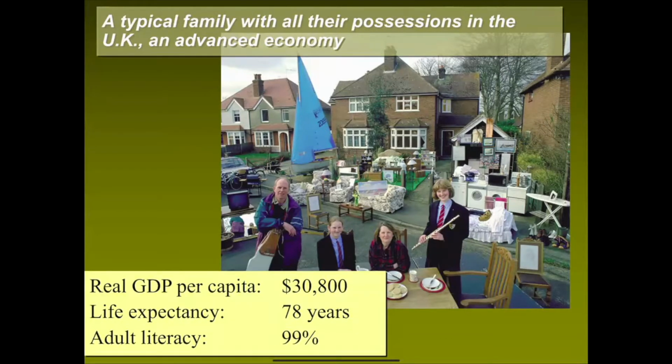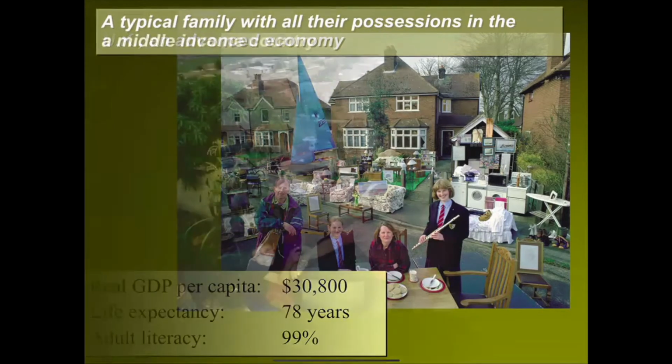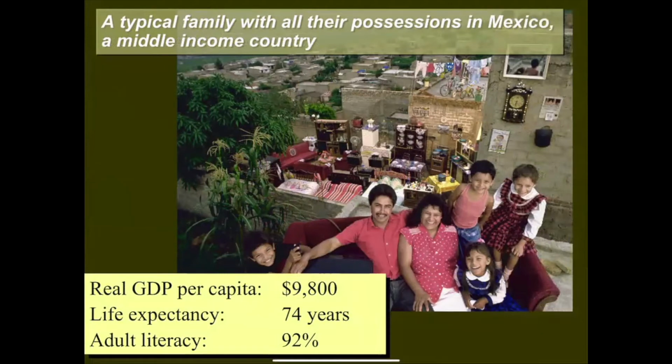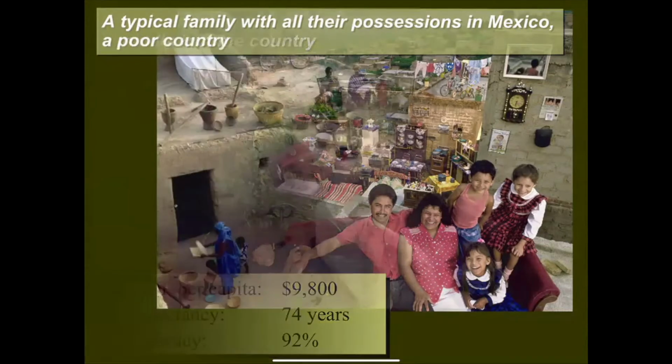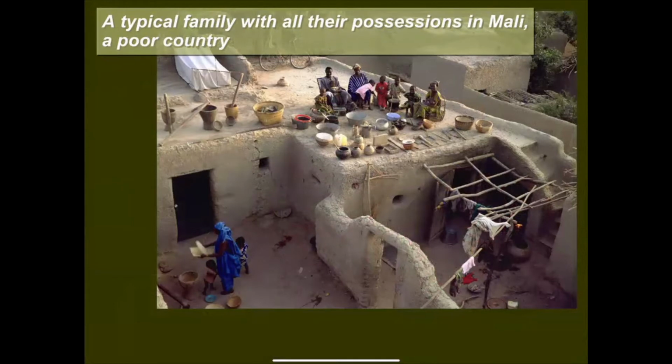The GDP per capita, I think this is 2007, the real GDP per capita was about 30,000, and the life expectancy 78. Almost all adults had education. For Mexico, these are the things that a Mexican family in a middle-income country consumes per year. You can see that real GDP per capita is 19,800. But some countries are still very poor, like people in Mali.